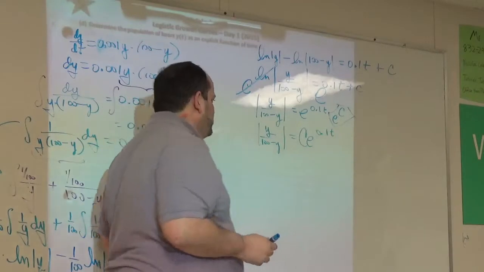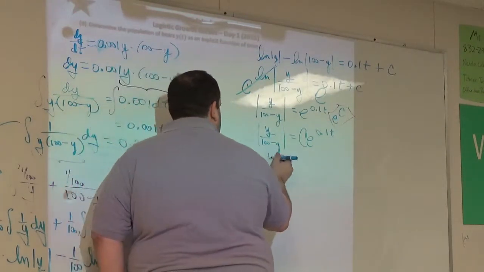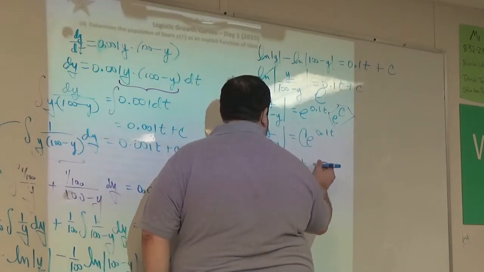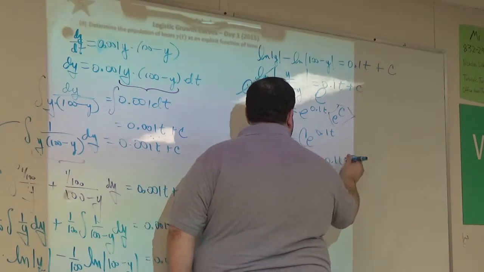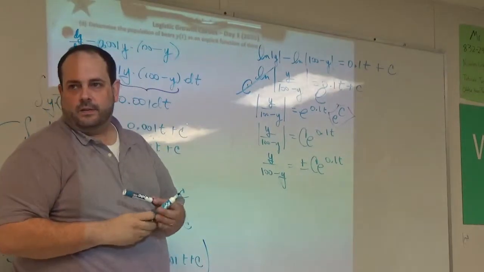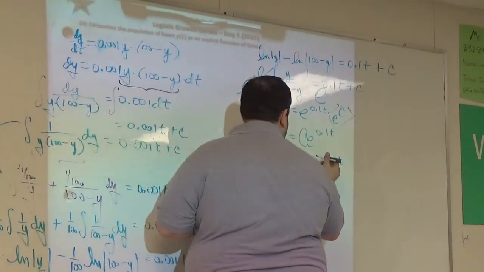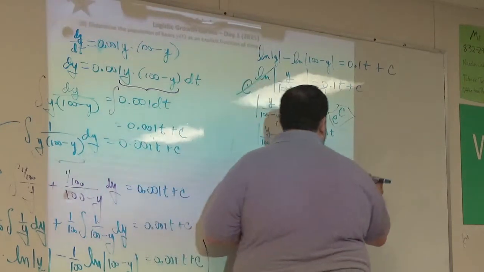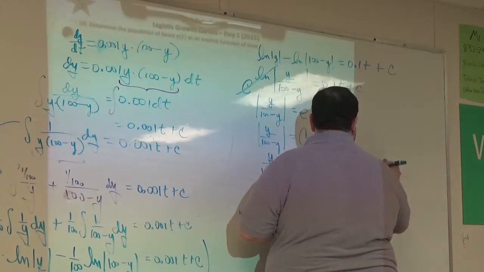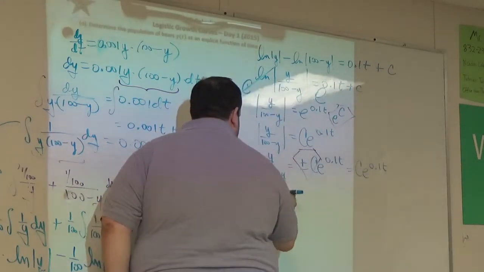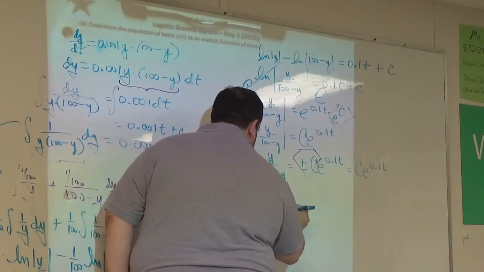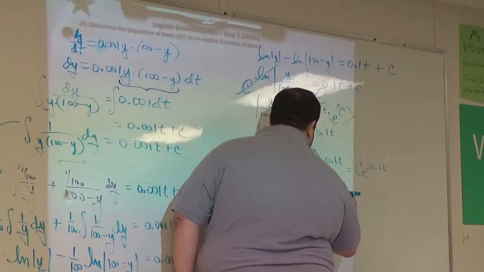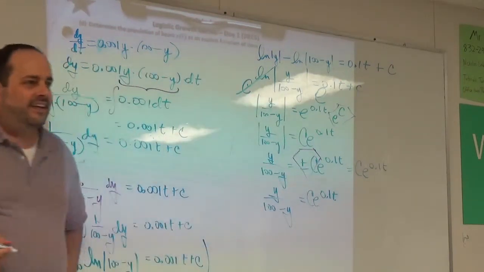And I know you're comfortable with this part too. Get rid of those absolute value bars. So y over 100 minus y is plus or minus c e to the 0.1 t. But this plus or minus c, why bother? This is c e to the 0.1 t. Sweet. Y divided by 100 minus y equals c e to the 0.1 t. I love it!